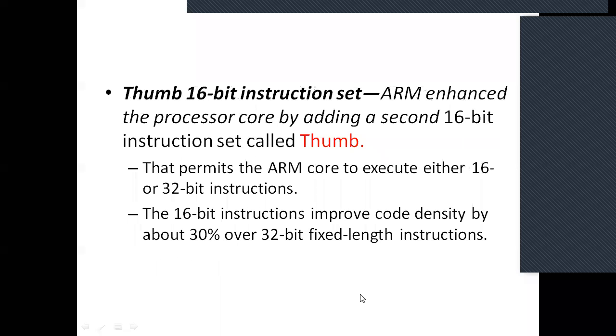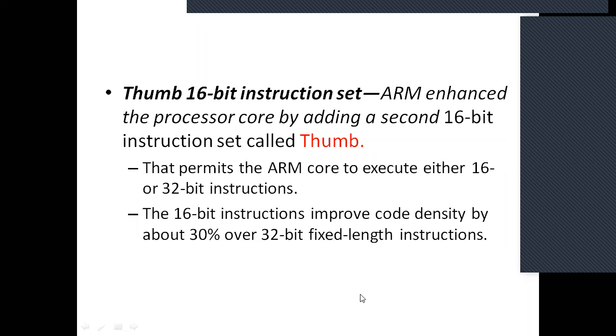Another important point to remember with the ARM processor is that it has a secondary instruction set called the Thumb instruction set, the Thumb 16-bit instruction set. ARM enhanced the processor core by adding a second 16-bit instruction set called Thumb that permits the ARM code to execute 16-bit or 32-bit instructions. The 16-bit instructions improve the code density by about 30% over 32-bit fixed length instructions.